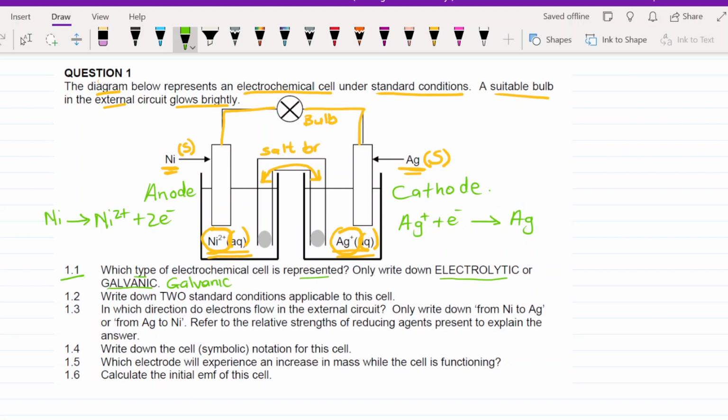An electrolytic cell has only one cell with two electrodes inside, but a galvanic cell has two cells with one electrode on either of the cells. So that's the first question. Let's look at 1.2.